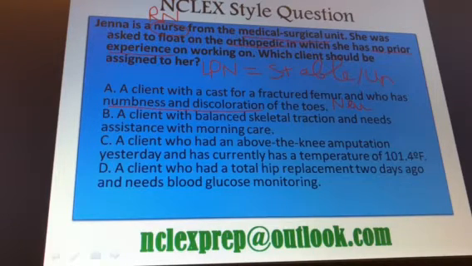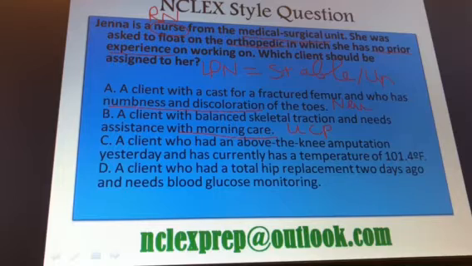B: a client with balanced skeletal traction who needs assistance with morning care. Now, this seems to be a more stable patient. However, morning care is provided by the UAP. We're going to leave all answers right now.